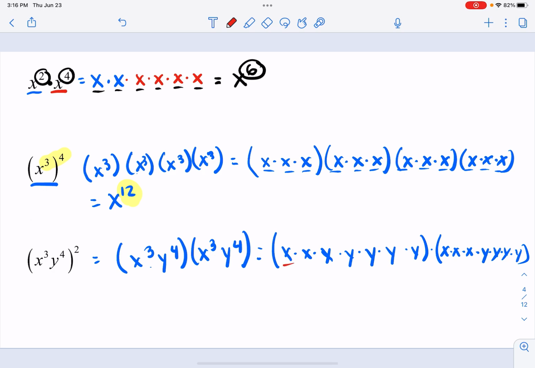So how many x's do I have? 1, 2, 3, 4, 5, 6. So I have x to the 6th. For the y's, 1, 2, 3, 4, 5, 6, 7, 8. Y to the 8th. 2 times 3 is 6. 2 times 4 is 8.